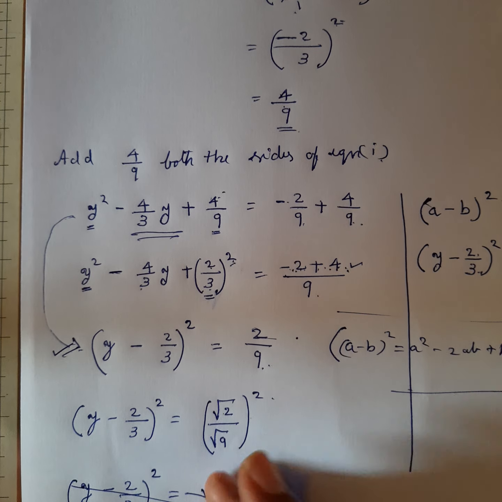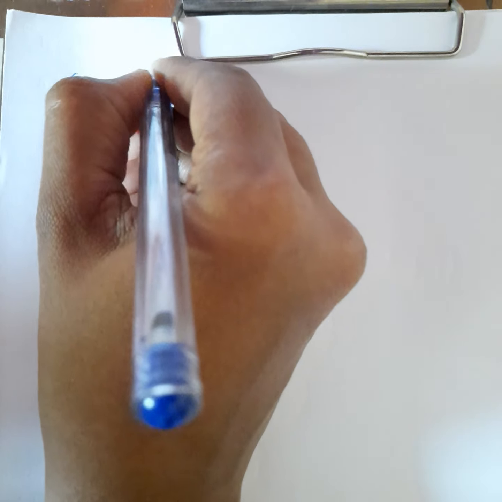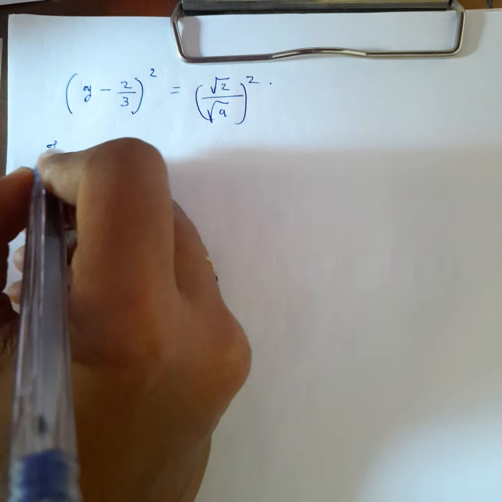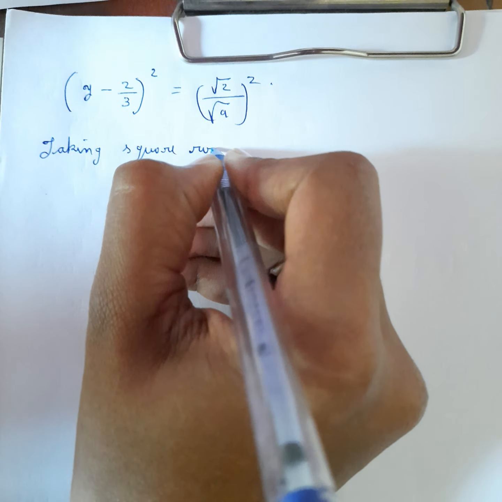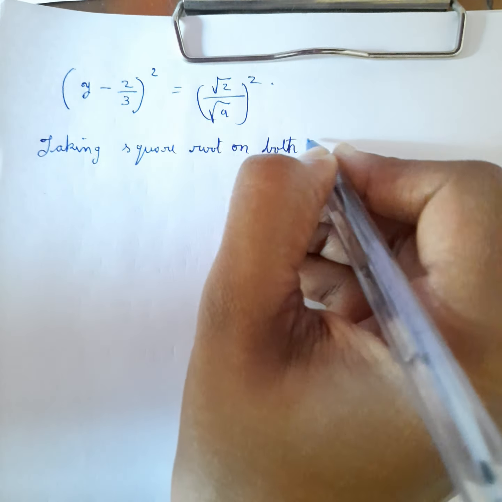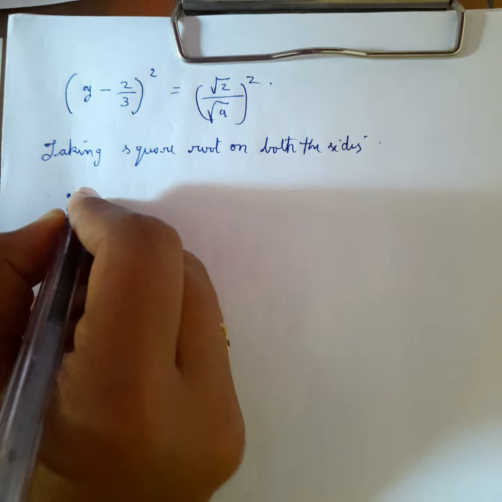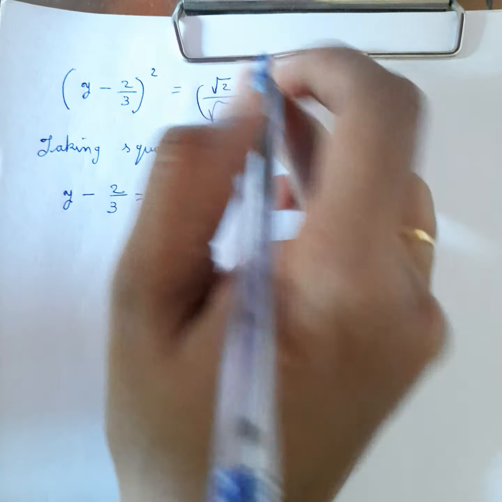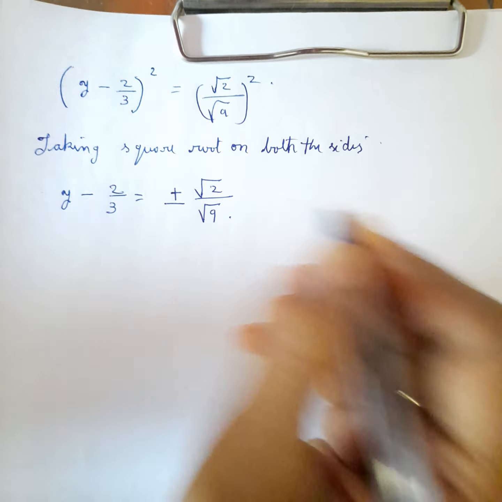Okay, after this, here we are getting (y minus 2 by 3) whole square equal to (root 2 by root 9) whole square. So now taking square root on both the sides, what happens here? Square removes, then remains y minus 2 by 3 is equal to, on the right hand side while removing the square, the value we are getting will be in plus or minus form, root 2 by root 9. So this is the final answer.